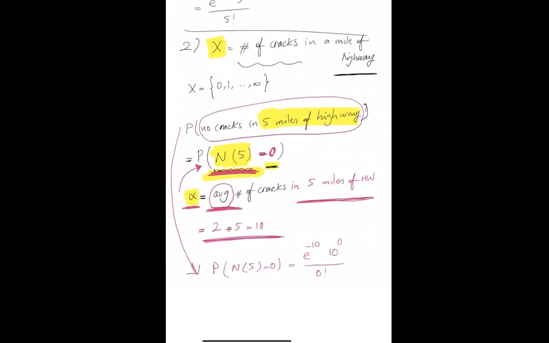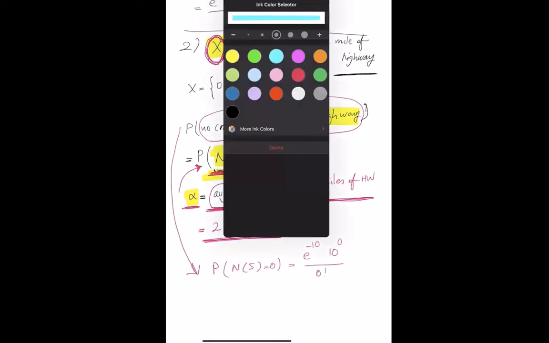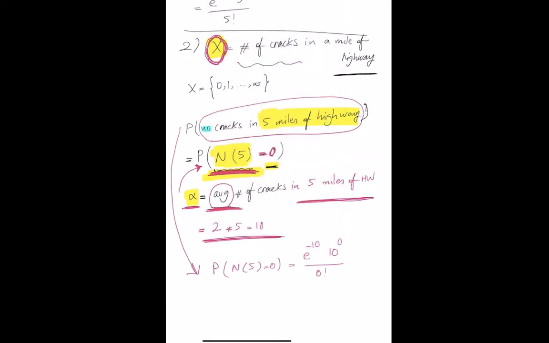Okay, so pay attention to that, guys. Yes, X is the random variable that shows the number of cracks in 1 mile of the highway. X has a Poisson distribution, perfect. And now I'm asking about the number of cracks in 5 miles of the highway. This is a new random variable, and it also has a Poisson distribution. It shows the number of cracks in 5 miles of the highway.